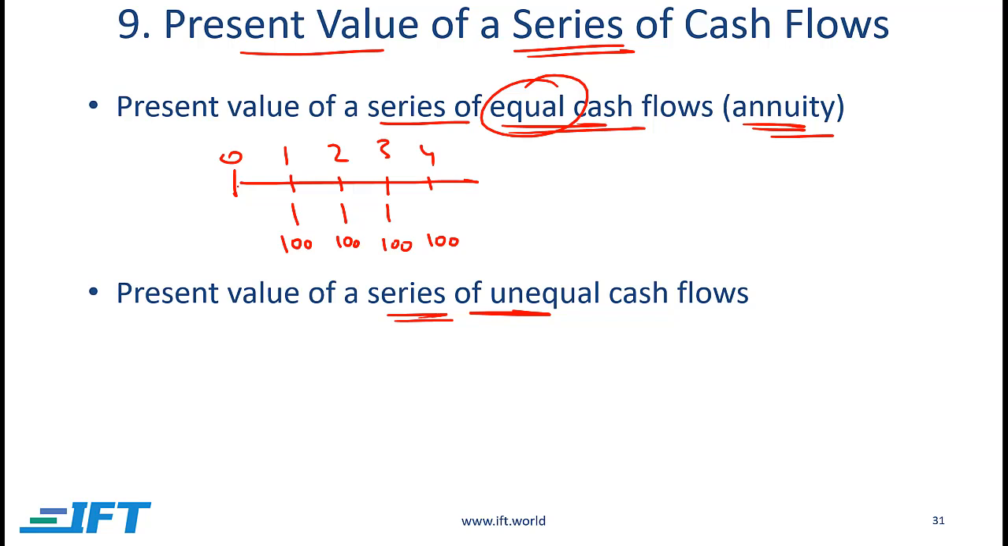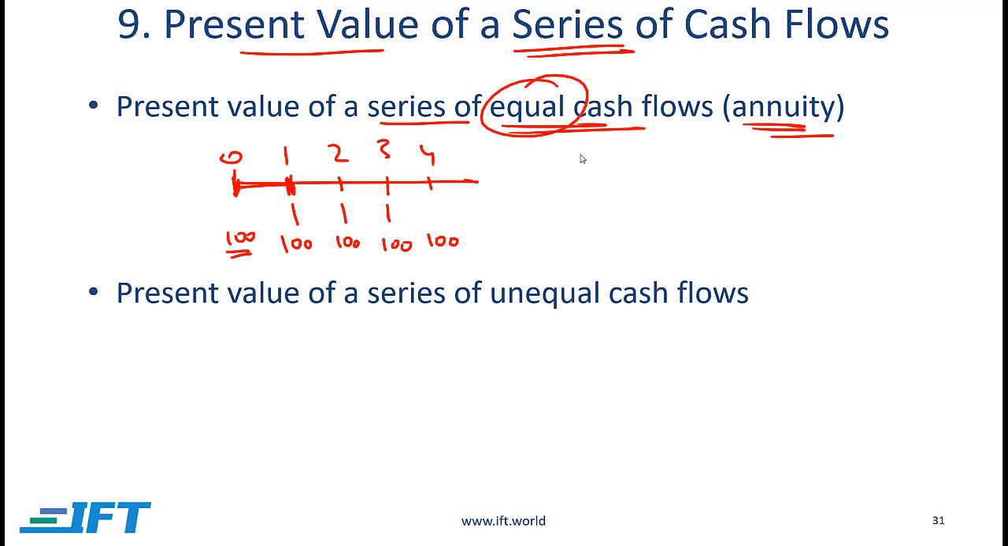If this cash flow starts at the end of period 1, then it's called an ordinary annuity. And if this cash flow starts right now at time 0, then it's called an annuity due. Over the next few slides, we will look at different methods for calculating the present value of a series of equal cash flows.